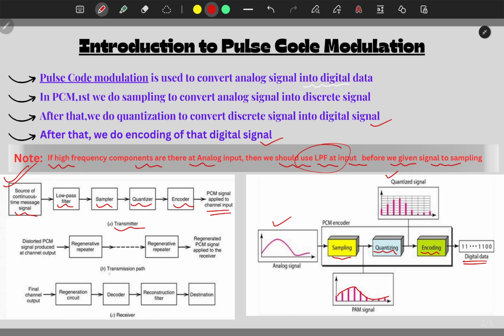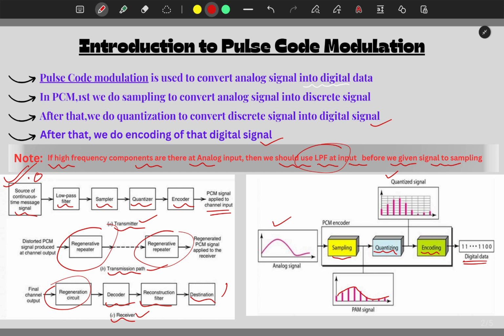Then there is the transmission path, through which the transmission occurs from one end to the other end. Then we reach the receiver end, where we finally receive the signal, decode it, and pass it through the reconstruction filter to the destination, where we get an output similar to the source. So this is the receiver end, this is the transmitter end, and this is the transmission path through which the signal transmits from one end to the other. This is the process of pulse coded modulation.